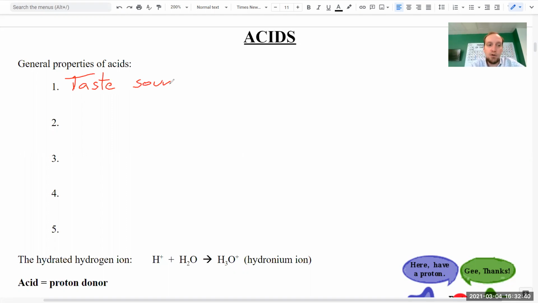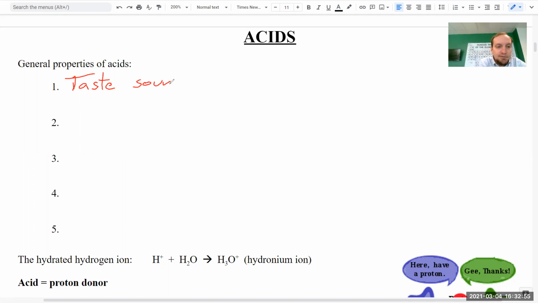Of course, you could think of all of the citrus drinks, orange juice, and things like that, as well as, say, Coca-Cola. Coca-Cola has phosphoric acid in it. So a lot of the drinks that we have are acidic. Milk, on the other hand, is a little bit basic, by the way.